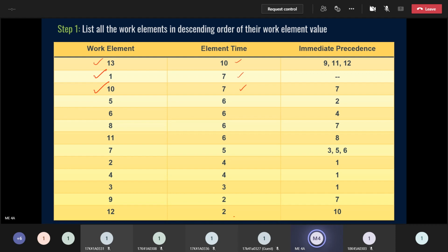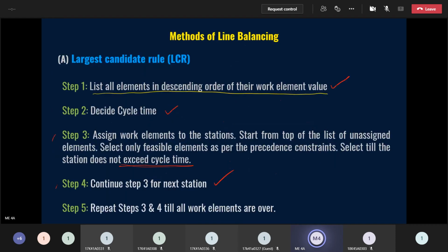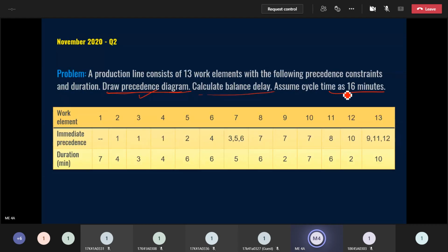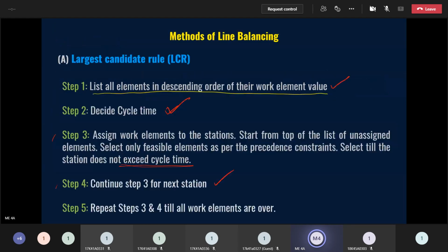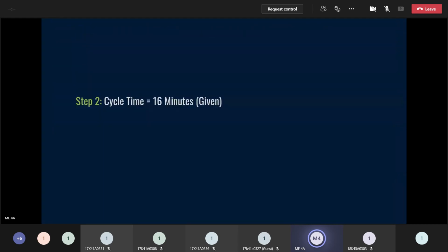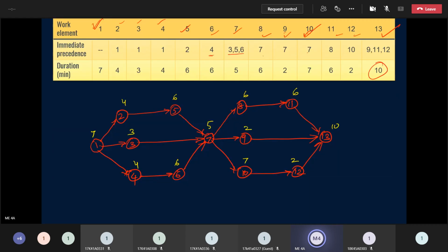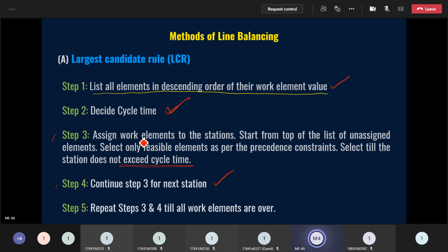This is step 1. After step 1, what is step 2? Decide cycle time. But in this particular problem, the cycle time is given as 16 minutes, so you need not calculate. That is step 2. Then what is step 3? Assign work elements to stations. Start from the top of the list of unassigned elements. Select only feasible elements as per the precedence constraint.